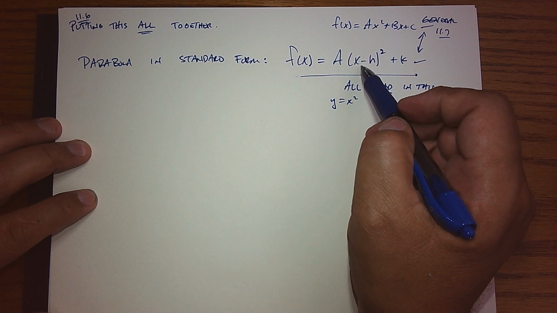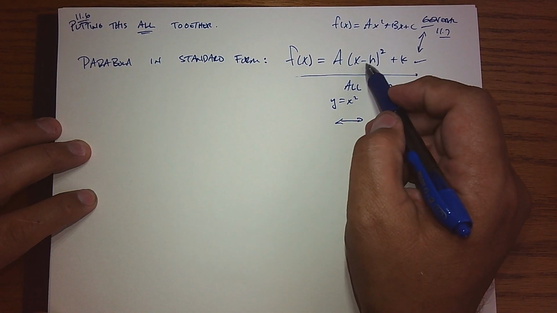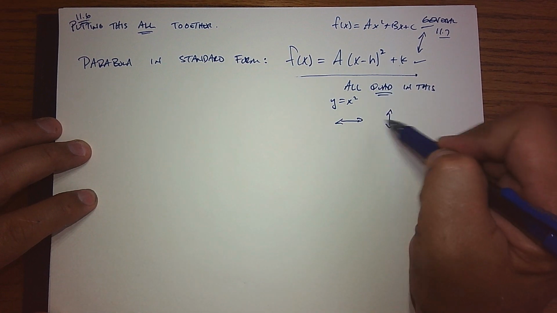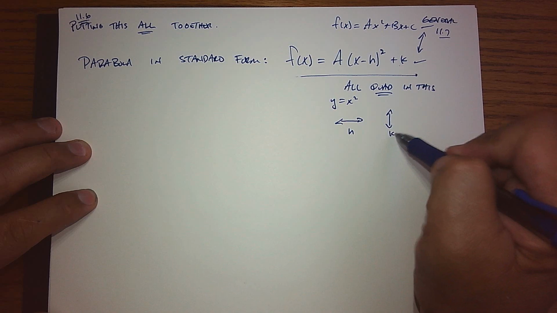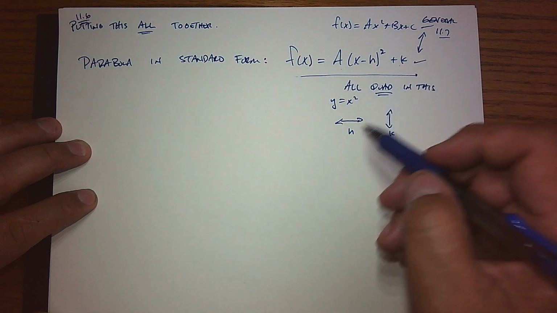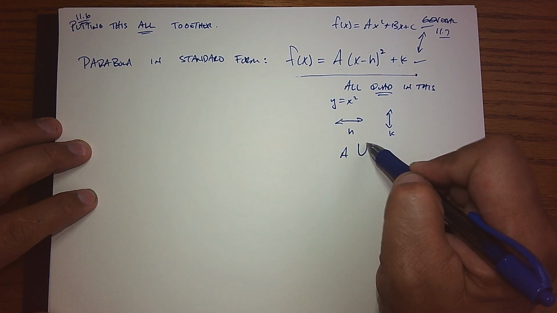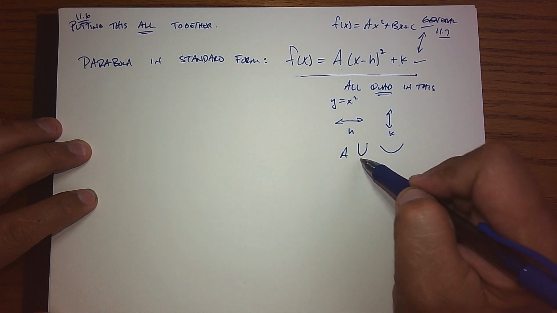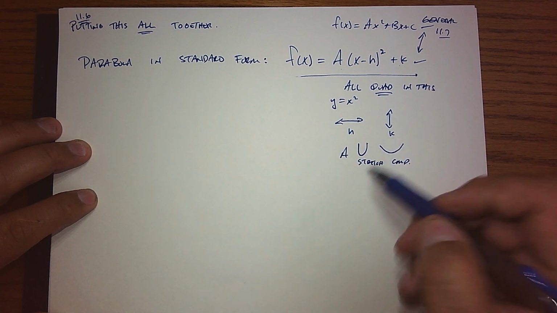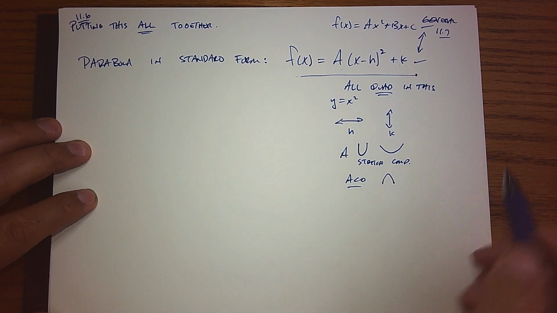So what's the h going to do? Well, the h is going to shift us left or right depending if we're adding or subtracting. What's the k going to do? It's going to move us up or down. And then this a is pretty important because a is going to tell us, are we going to get skinny or are we going to get compressed? So are we going to stretch or are we going to compress? And then if a is less than 0, if it's negative, that means we're actually going to go down.